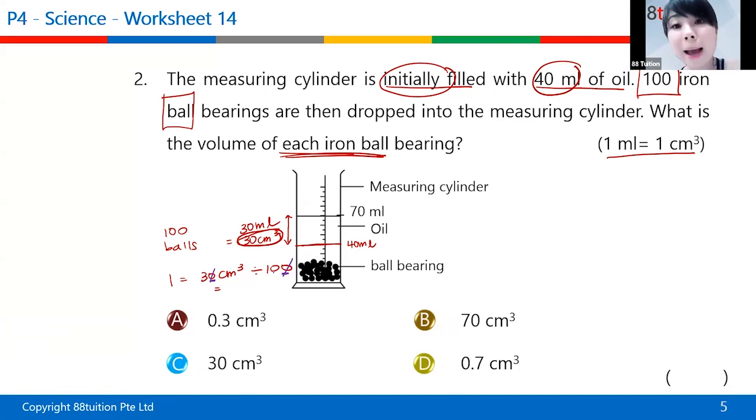So 3 divide by 10. How do I solve 3 divide by 10? If you look, it is going to be smaller than 1. So all I need to do is move the decimal place to the left by 1. So it's 0.3 cm cube.